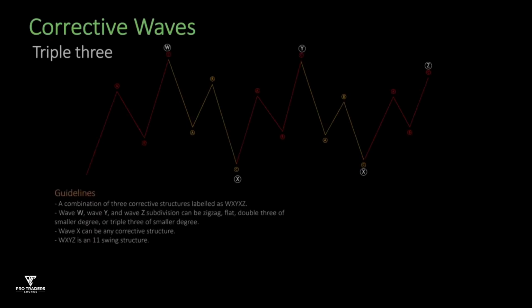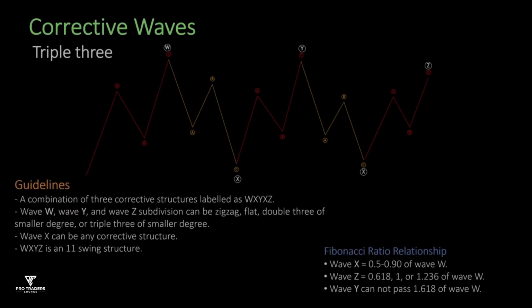Now the triple tree. Once again, a combination of three corrective structures labeled as W, X, Y, X, Z. Wave W and Y and wave Z subdivision can be zigzag, flat, double tree of a small degree, or triple tree of small degree. And wave X can be any corrective structure. W, X, Y, X, Z is an 11 swing structure.